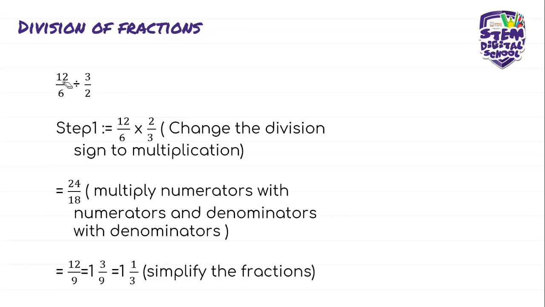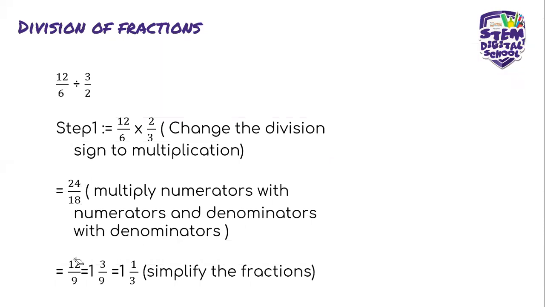You have 12 over 6 divided by 3 over 2. We don't divide fractions, we only multiply. So 12 over 6 multiplied by, we change it, multiplied by what? 2 over 3. The numerator becomes the denominator, the denominator becomes the numerator. Then we multiply numerator with numerator, denominator with denominator. 12 times 2 is 24, 6 times 3 is 18. Then I ask myself the question, what can divide both of them? They are both even, so I can divide them both by 2.